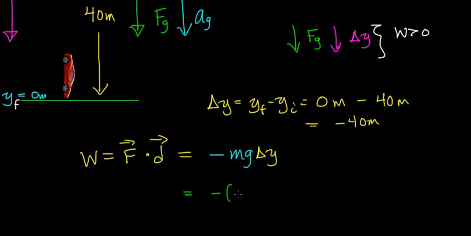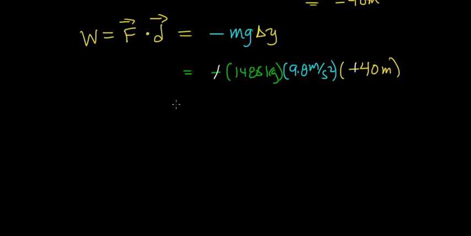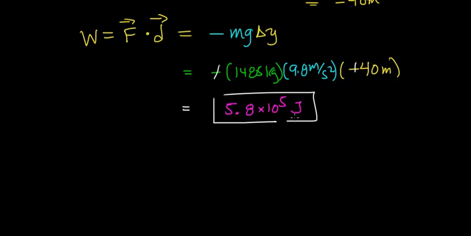And we said the mass of the car was 1,485 kilograms, and then we're going to multiply that by 9.8 meters per second squared, and then multiply by the distance through which this object falls, which in this case is a negative 40 meters. One of the things that I hope you see is a negative times a negative is going to work out to be a positive number, and so the force is going to do positive work on this car as it accelerates this car. When I do 1,485 kilograms times 9.8 meters per second squared times 40, you should get a value of 5.8 times 10 to the 5th joules. So the force of gravity is going to transfer 5.8 times 10 to the 5th joules of energy to this car as it falls through a distance of 40 meters.